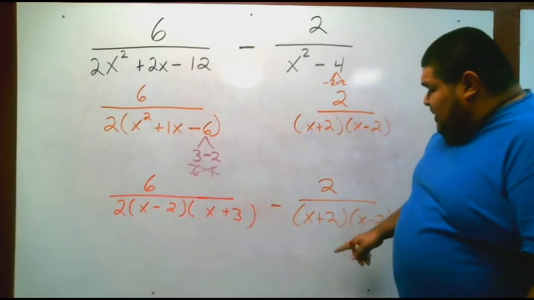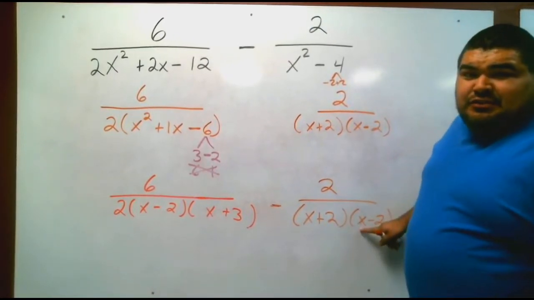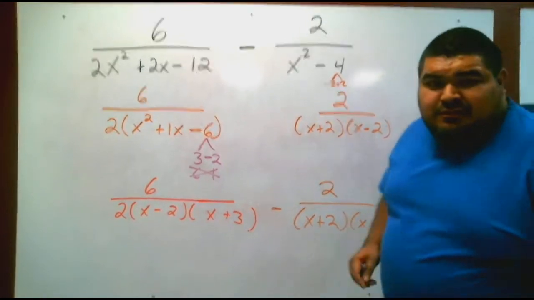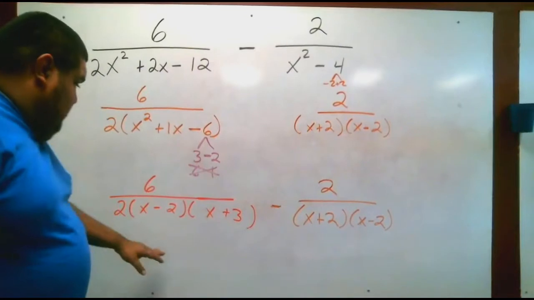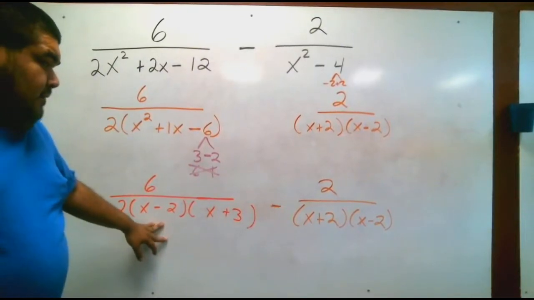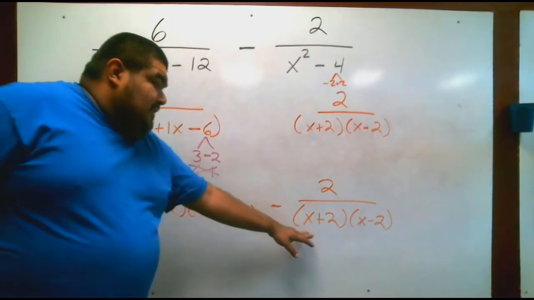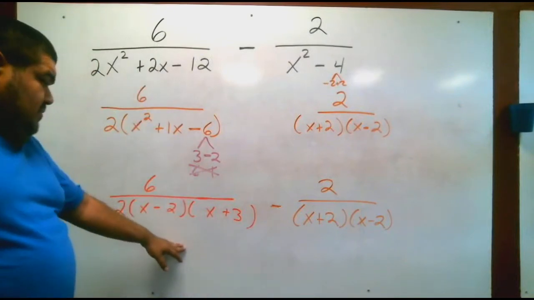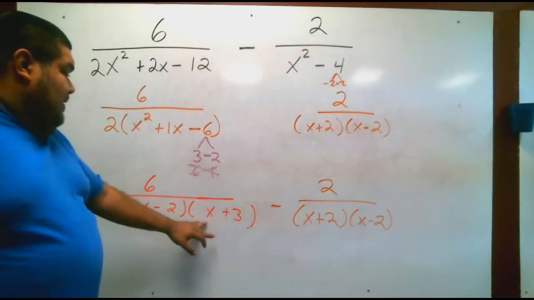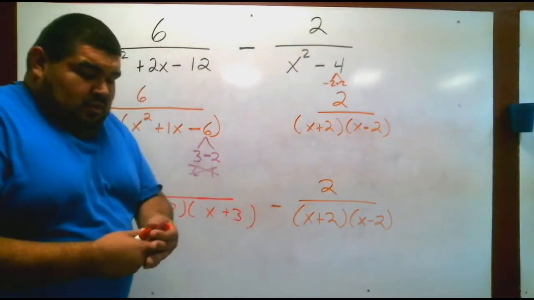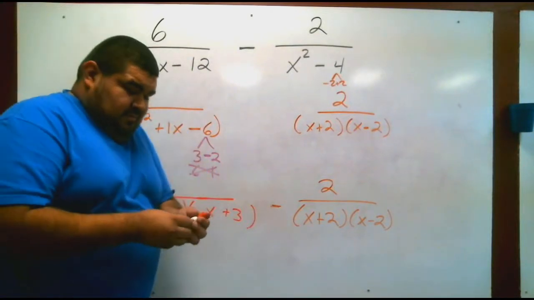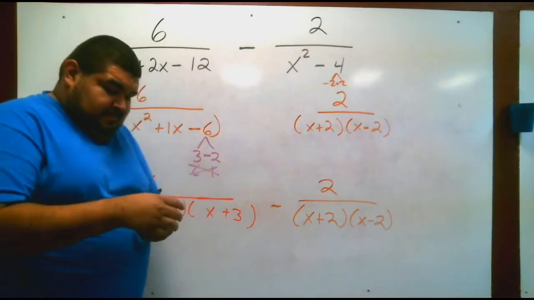Notice that both of them have an x minus 2. We have an x minus 2 here, hopefully you guys can see it, and x minus 2 here. You're missing an x plus 2 over here, and over here you're missing the 2 and the x plus 3. So what we're going to do is multiply on each side.